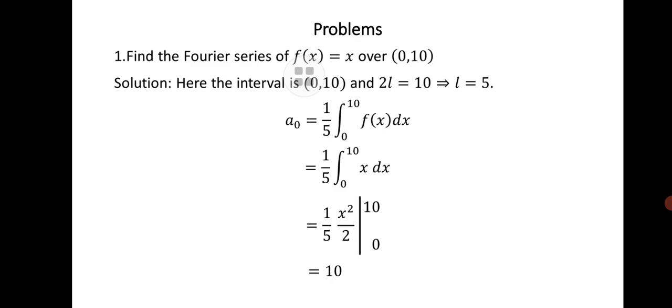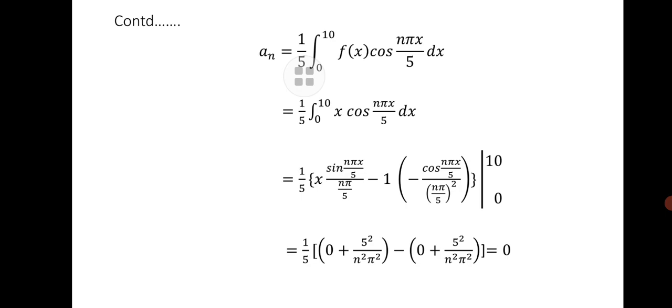and equal to 1 divided by 5 integral 0 to 10 x into dx, because f of x given is x. On integrating x, we get x square divided by 2 over the interval 0 to 10. Substituting the upper limit and lower limit and multiplying by 1 by 5, we will get a0 is equal to 10.